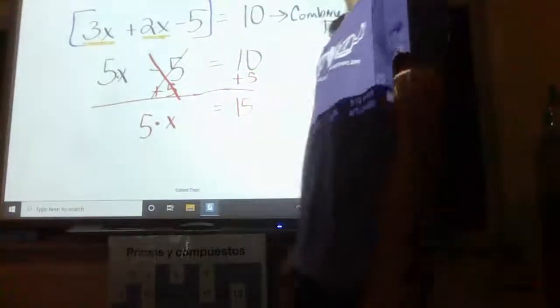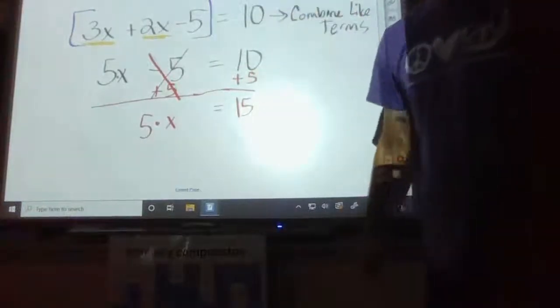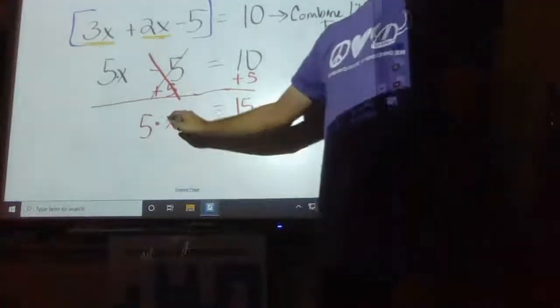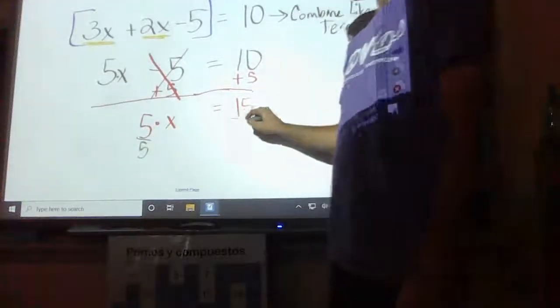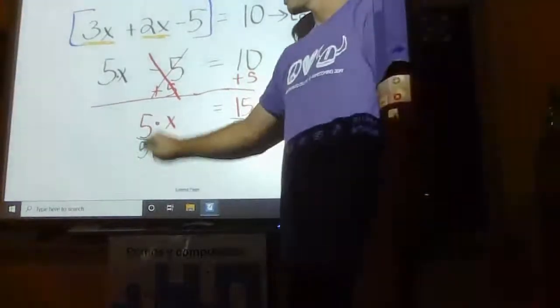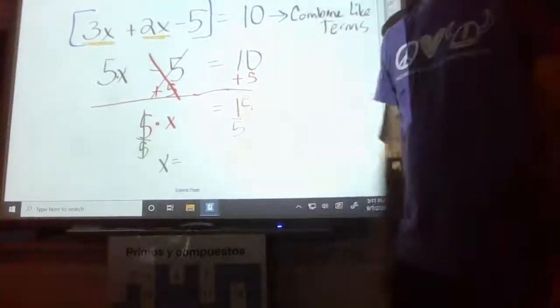5 times something equals 15. And if you make it to this point, you're made in the shade, right? Instead of multiplying by 5, I want to divide by 5. But let's be honest, we all knew the answer in our head anyway. We really didn't have to write this out.